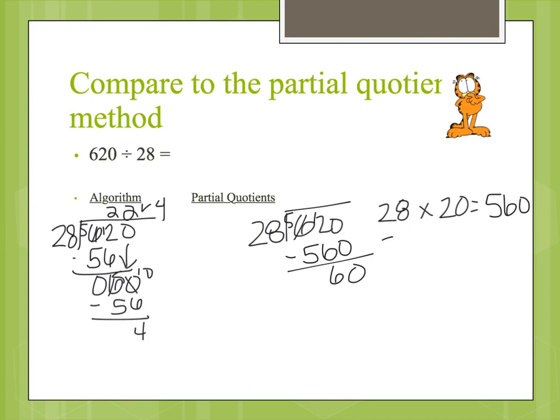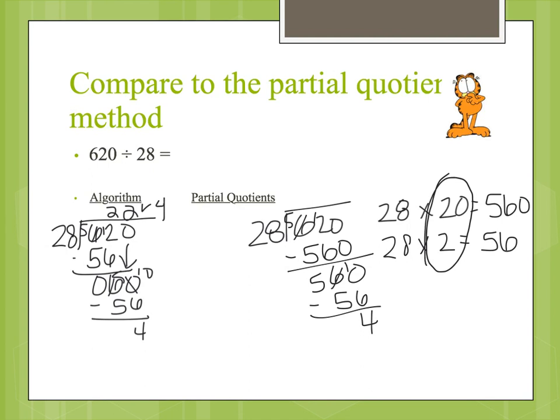Now I'm going to do 28 times 2 because that equals 56. I can subtract that. Got to borrow again. 10 minus 6 is 4. To get my quotient using partial quotients, I need to add what I multiplied by. So 20 plus 2 is 22, and write in my remainder. Remainder 4. There's 2 different methods to finding a quotient. Which one do you like better?